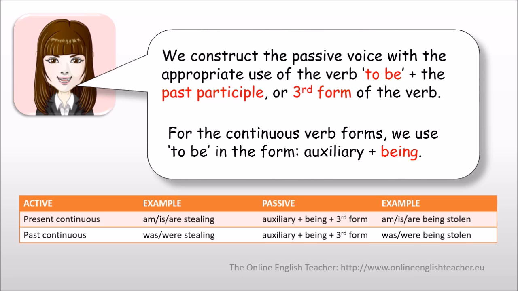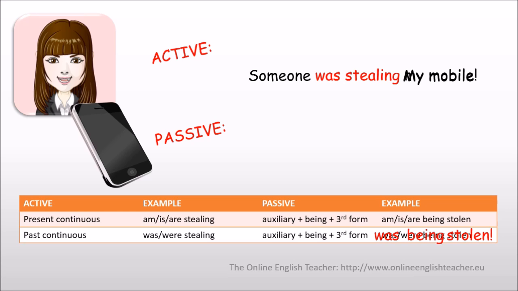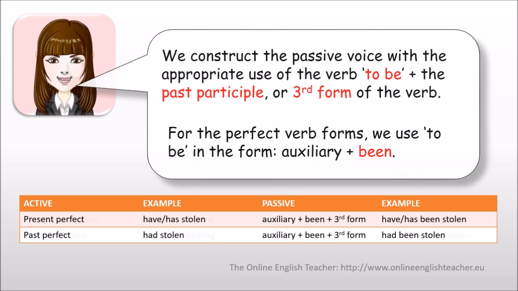For the continuous verb forms, we use to be in the form being, both for present continuous and past continuous. The form to be, being, goes between the auxiliary verb and the third or passive form of the verb. Let's look at an example in the active voice with past continuous. Someone was stealing my mobile. In the passive, my mobile becomes the new subject. We use the auxiliary verb was for past continuous, being the correct form of the verb to be for continuous forms, and the passive form stolen, the third or the past participle form of the verb.